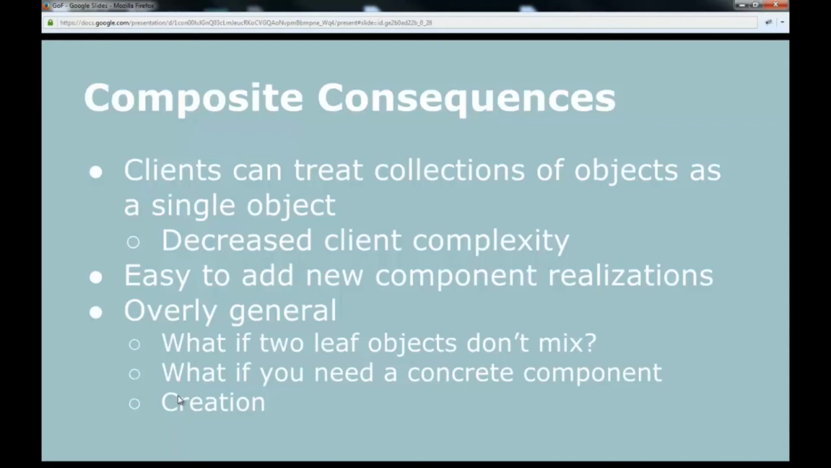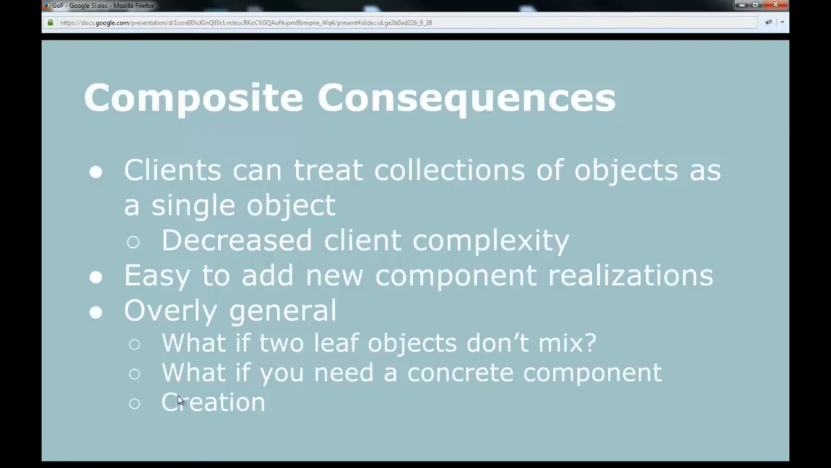So, composite consequences. The clients can now treat collections of objects as a single object. So we do not need to add this list or something like that to our client code. And that's a good thing. Maybe we can't even change it, or we wouldn't like to change it, and adding even more complexity to the client is maybe not desirable. It's easy to add new component realizations. So we can add new types of shapes, and everything will just work. We can put these inside the composite, no problem. Everything is fine and dandy.